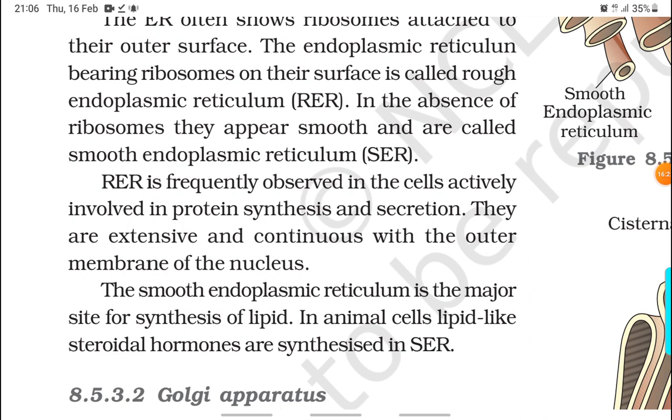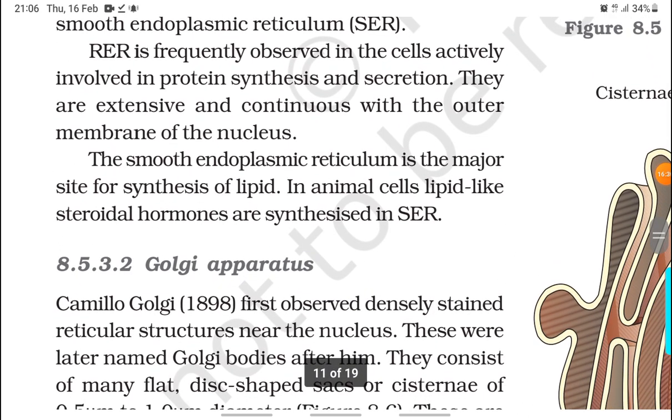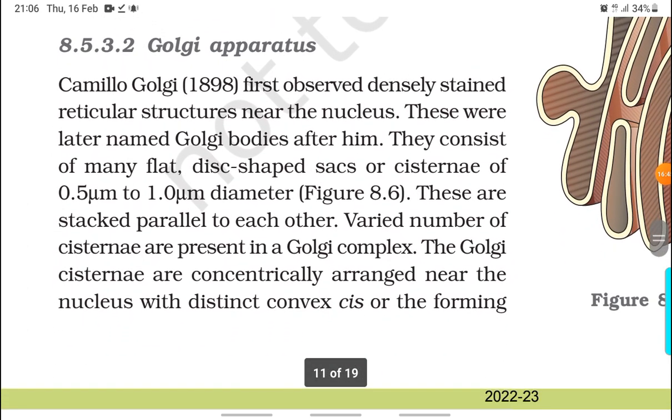In the absence of ribosomes, they appear smooth and are called smooth endoplasmic reticulum or SER. RER is frequently observed in the cells actively involved in protein synthesis and secretions. They are extensive and continuous with the outer membrane of the nucleus. The smooth endoplasmic reticulum is the major site for the synthesis of lipid. In animal cells, lipid-like steroidal hormones are synthesized in SER.